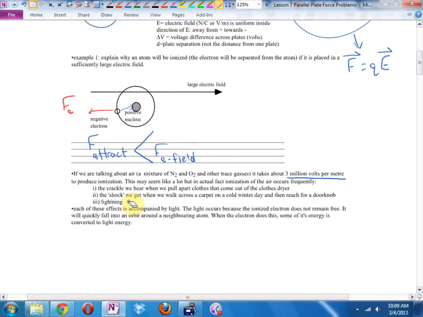Each of these effects is accompanied by a spark or light. The reason is that when the electrons are ionized, they are free for a split second, but then very quickly they fall into orbit around a neighboring atom. When they do that, they lose some energy. The energy has to go somewhere. Photon of light. So it's a conservation of energy effect. You don't need to worry about that, but kids always ask.